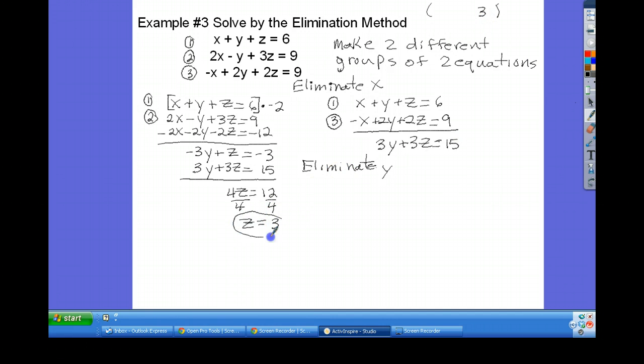And now we'll take this and plug it into either one of these. It doesn't matter. There's some room over here, so let's just plug it into this one. So it's going to be 3y plus 3 times 3, that's equal to 15. Okay. 3y plus 9 equals 15. Subtract 9. 3y equals 6. Divide by 3. y is equal to 2.